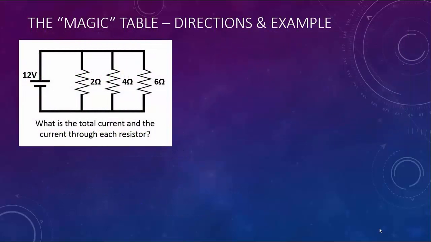Let's take a look at an example and go over the directions for how to use the table. So here's a parallel circuit with a 12-volt source of potential and 3 resistors, 2 ohms, 4 ohms, and 6 ohms. I want us to figure out the total current of the circuit and the current through each resistor.